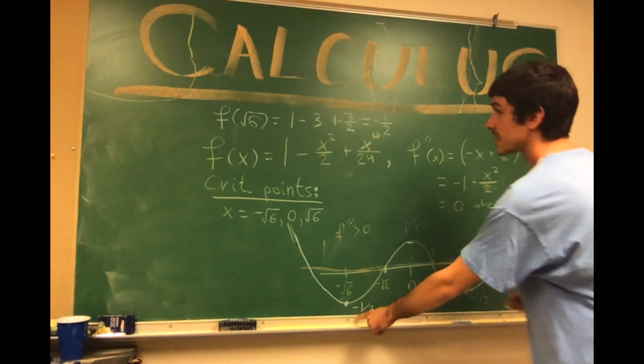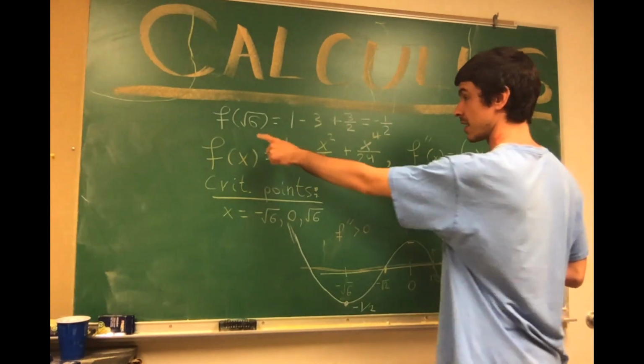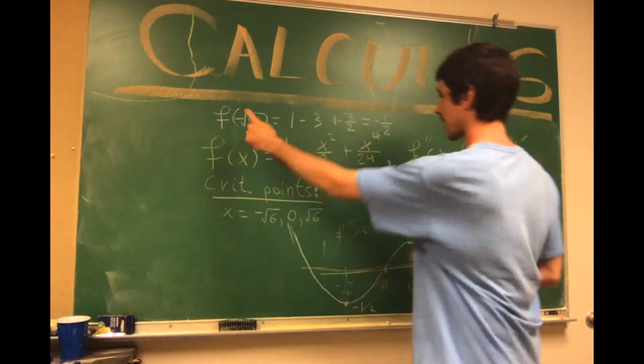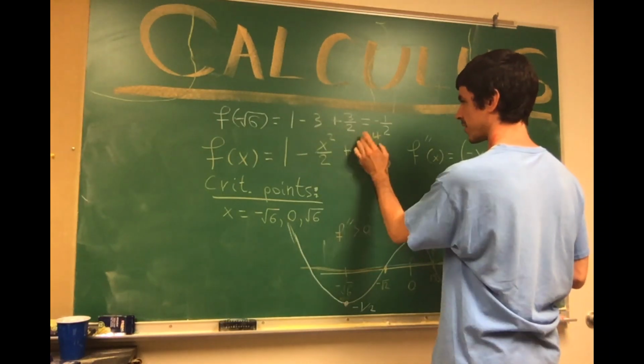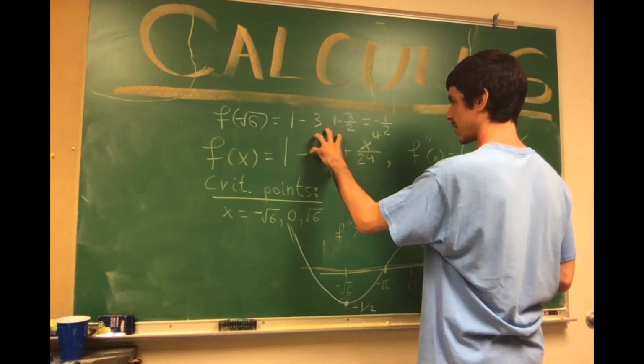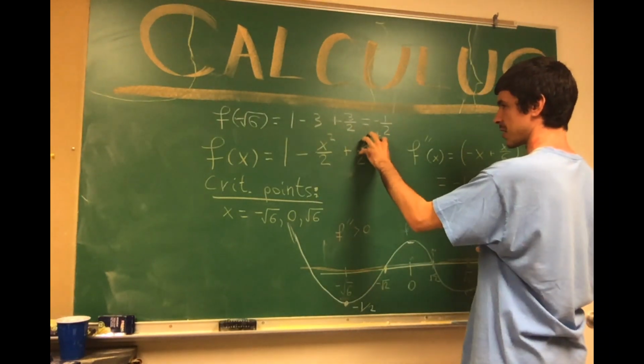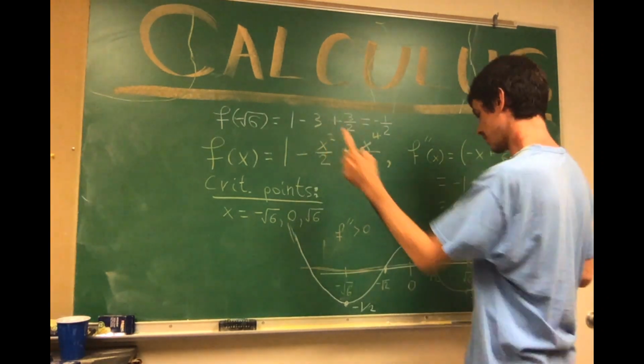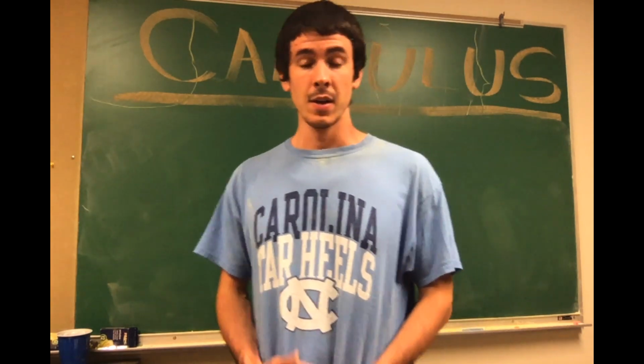And I label this as negative 1 half too, because f of negative square root of 6 is going to be exactly the same thing, because this is going to be 6 and this is going to be 36, and it doesn't matter if x is negative square root of 6 or positive square root of 6. So that's that for lecture 5.